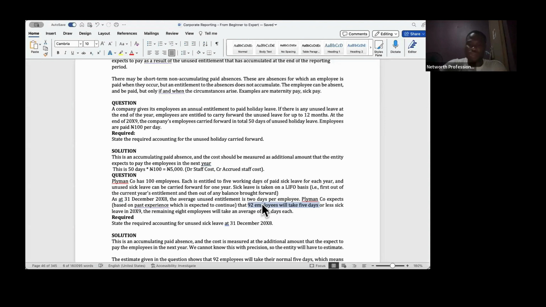So that means we don't have any obligation on these 92 employees, but they said that the remaining 8 employees will take 6.5 days, meaning that still in the spirit of LIFO, first in, first out of the current year, they will take their normal 5 days first in 2009. But in addition to that, they will take 1.5 again. That's what makes this 6.5. And where is that 1.5 coming from? It is the one they are carrying forward from these 2 days. In fact, these 8 employees won't even take the entire 2 days, based on the information they are giving us here. They are only taking 1.5.